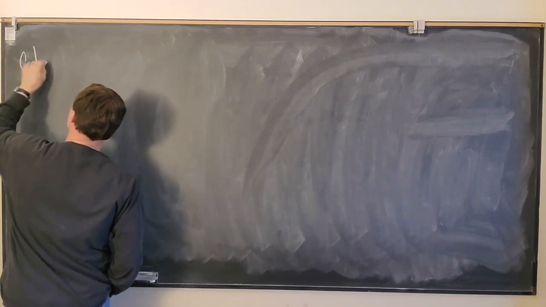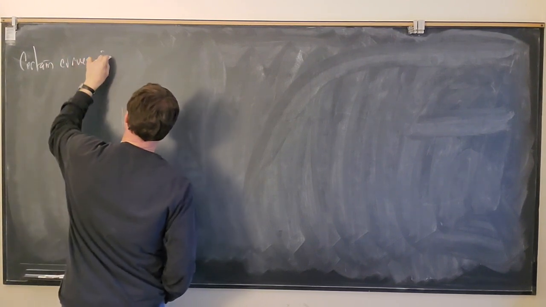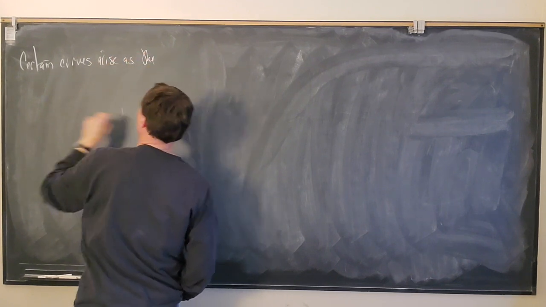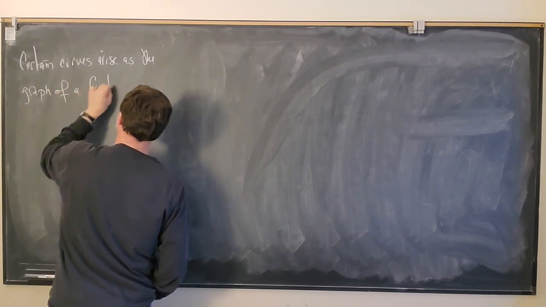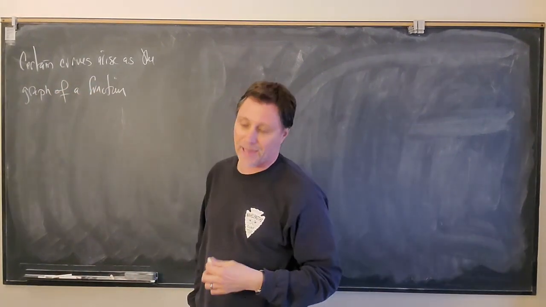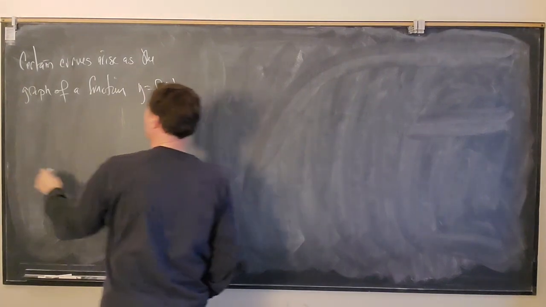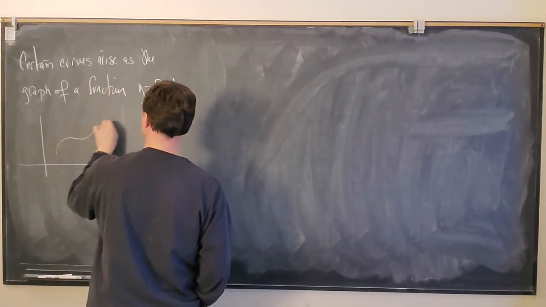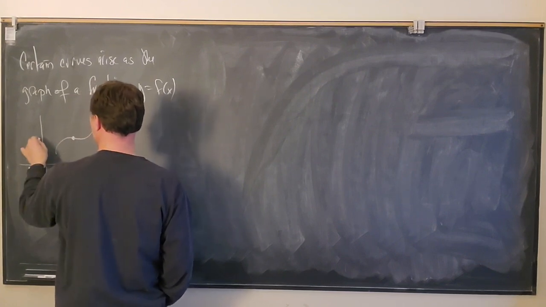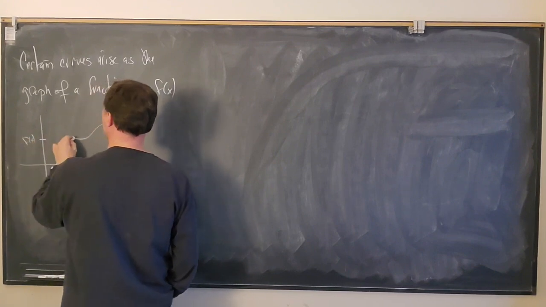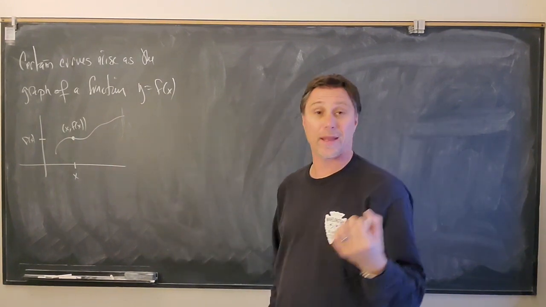And so let's start it like this. So certain curves arise as the graph of a function. So most of what we've been studying in calculus, when we look at various curves, they're the graphs of functions. Let's say y equals f of x. And so our typical picture looks like this. So any point on the graph, if that's x, then each point on the curve is of the form x comma f of x. That's what we do in calculus a lot of the time.